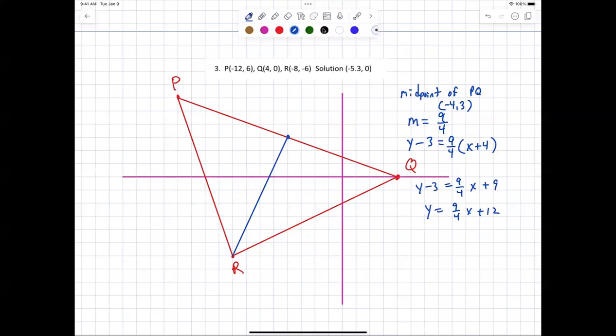Remember, the objective is to draw 2 lines. All right, we drew the first one. You need to calculate the midpoint, and then once you calculate the midpoint, you draw the line from the vertex to the midpoint. That is the median.